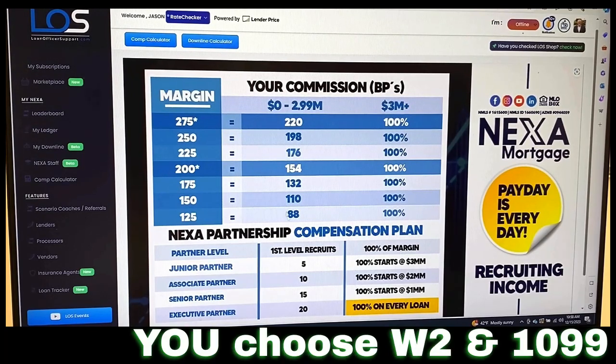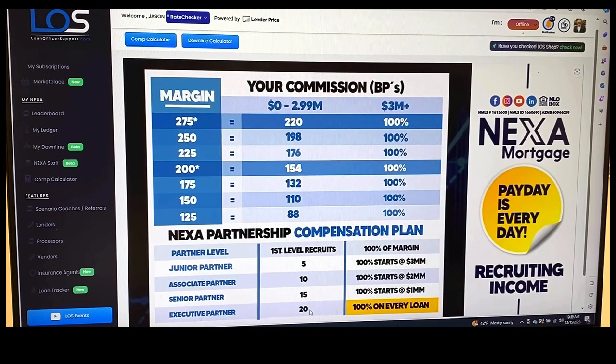Now, let's say how we can actually get all 275 of this comp. If you had some people in your downline, which we're going to talk about next, but let's say you had 10 people in your downline, that money starts now at $2 million. Then if you have a senior partnership where you have 15 loan officers doing one loan, then it starts at $1 million. Now, if you get 20 loan officers underneath you, then you get 100% of the 275 or whatever you split here. So keep that in the back of your mind, the importance of building your downline. And we'll talk about that a little bit more on the next screen.